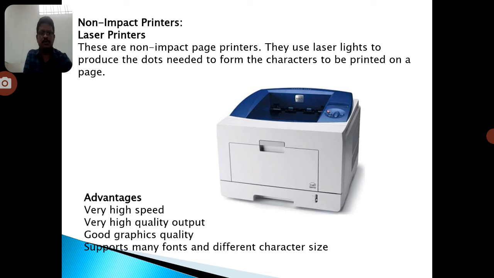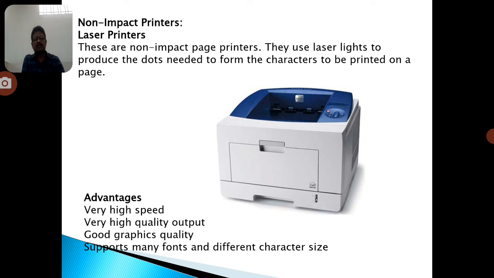That means it can produce the dots needed for the characters. Whatever the character needs, all the dots can be arranged in a fast manner and printed in high resolution and high quality also. That's the advantage of this particular laser printer: very high speed, very high quality output, good graphics quality, and it supports many forms and different character sizes. This type of printer is used the most nowadays because the laser printer gives very high speed and high quality output.